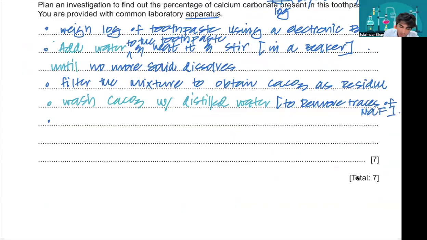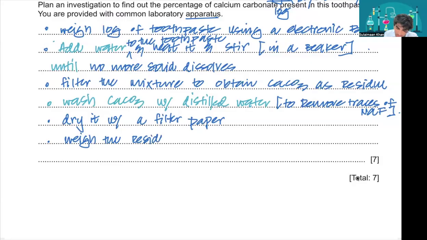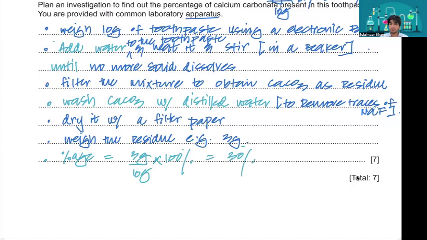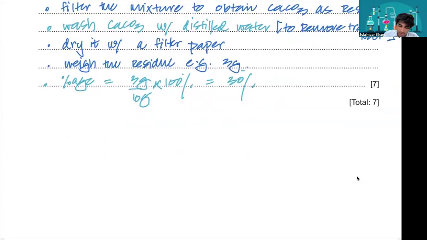But now it's wet. What do I need to do? I need to also dry it to get an accurate mass. So dry it with a filter paper, or by gently tapping it between two filter papers, and weigh the residue. For example, it's 3 grams. So what is the percentage of calcium carbonate? The percentage equals the mass of calcium carbonate divided by the total mass times 100%. So that's going to be 30%.